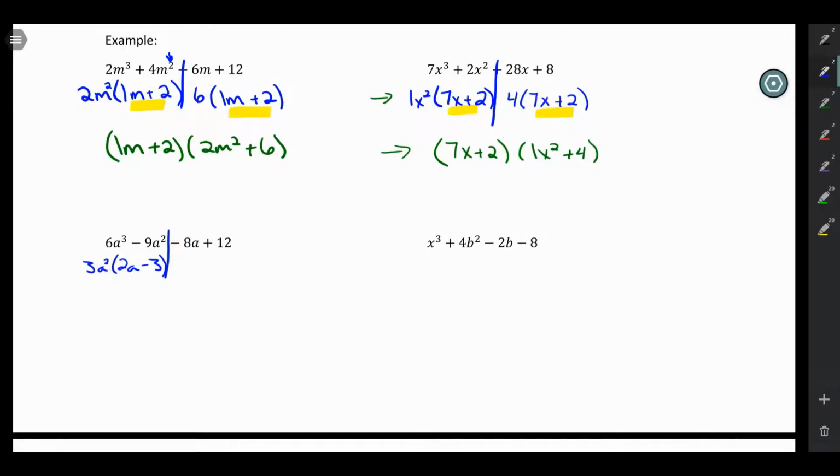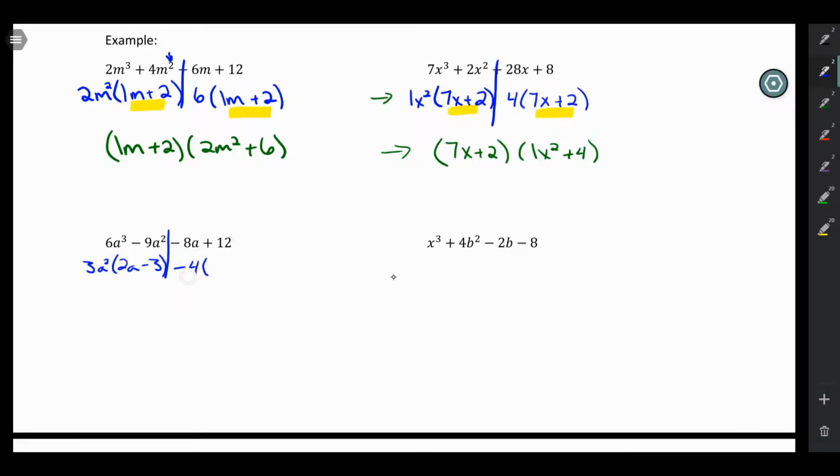All right, let's do the second part. Greatest common factor between negative 8 and 12. Well, notice that I've got this negative in the front, but what's my first term inside the parentheses? Positive. That means I need to divide this negative by a negative. That will give me a positive inside my parentheses. And the greatest common factor between 8 and 12 is 4. So I'm going to pull out negative 4.